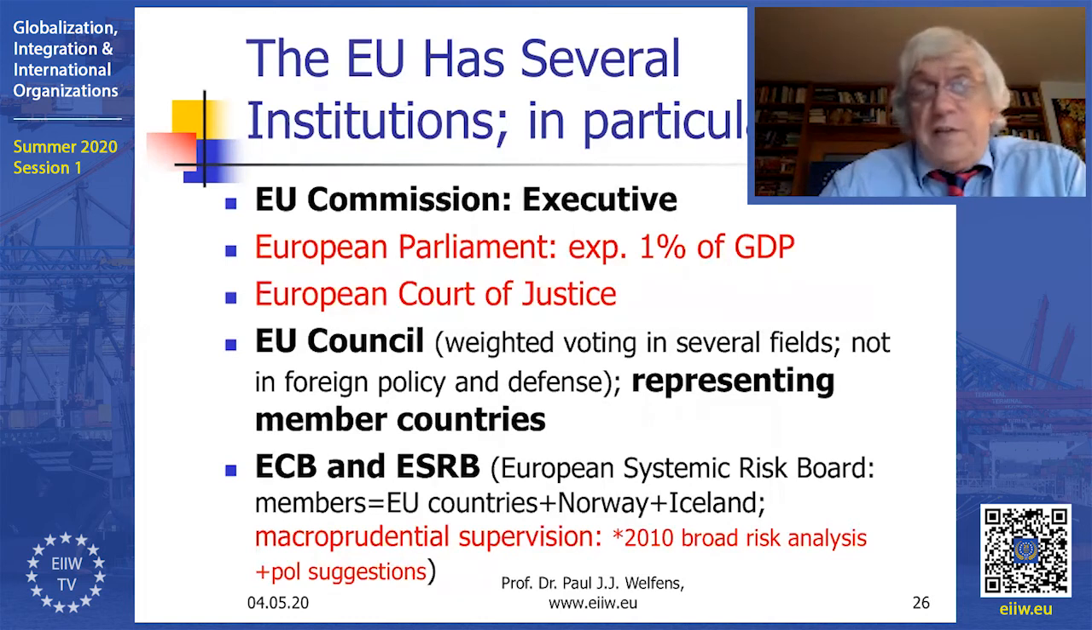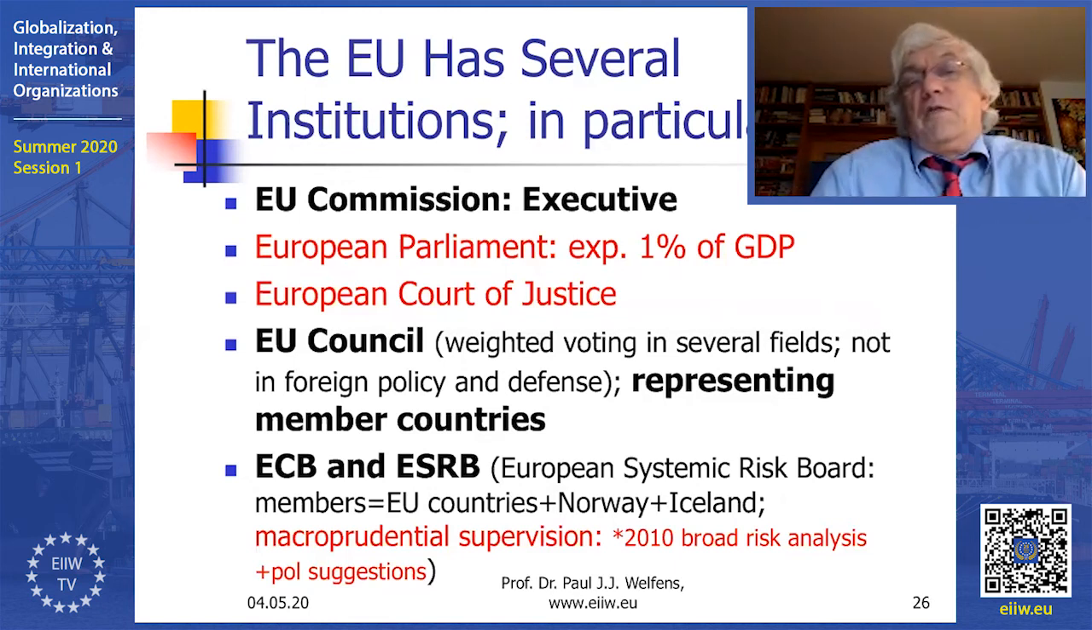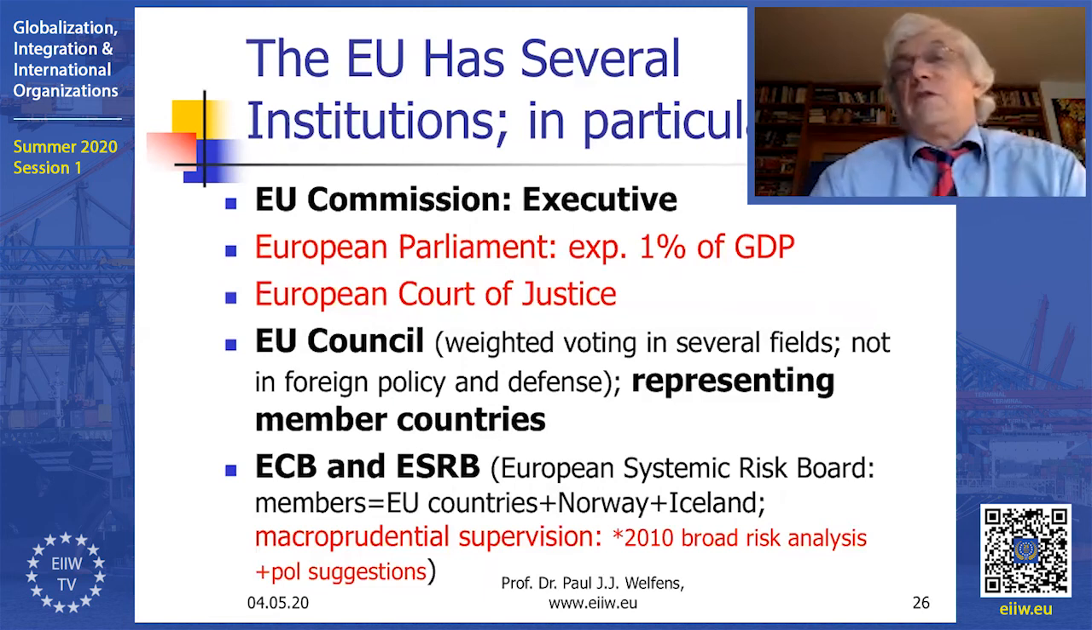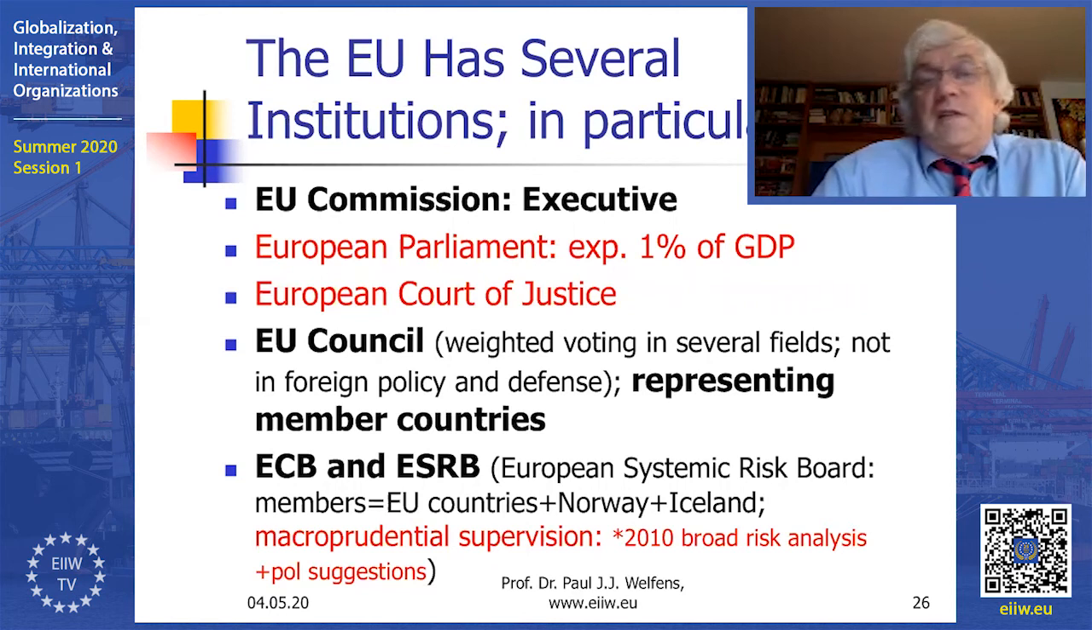The European Court of Justice, that's often an important institution if we have conflicts, maybe of, let's say, the EU with EU member countries. So there are certain EU rules, and there's new EU legislation, and then some countries are not implementing this or implementing it in a strange way. And then the Commission could take member countries before the European Court of Justice. There's the EU Council. This is the organization of member countries. Here we have weighted voting in several fields, not in foreign policy, not in defense.